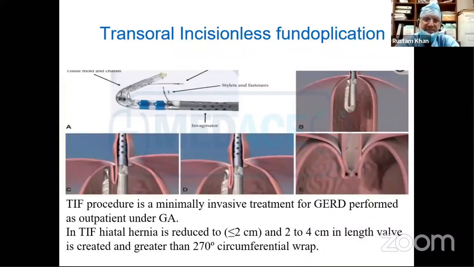This is another modality of endoscopic procedure, which is called transoral incisionless fundoplication. Here, a device is passed through the esophagus, and this is on picture A, B, C, D and E. You can see that hiatal hernia is reduced to less than 2 centimeter, and a 2 to 4 centimeter length valve is created around 270 degree circumference of the esophagus.